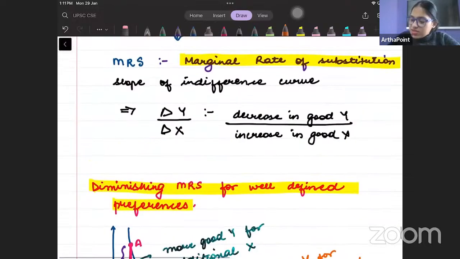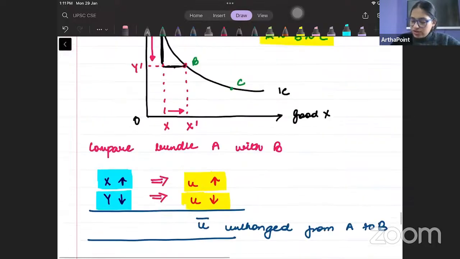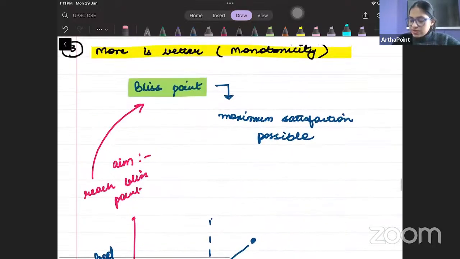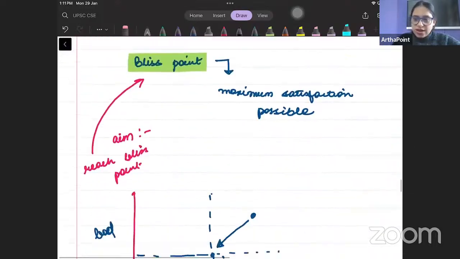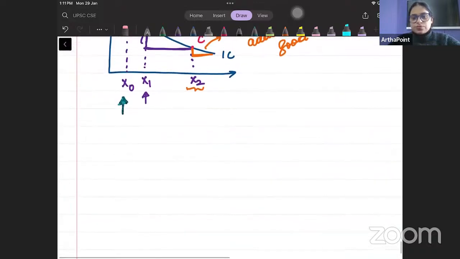Diminishing MRS means MRS was what? Amount of good Y given for extra amount of good X. So diminishing means what? You want to give less and less good Y for extra units of good X, right? Another important assumption which we have already seen is about monotonicity. I've already covered it above. More is better. And we've also talked about transitivity. So you need to remember these assumptions also.